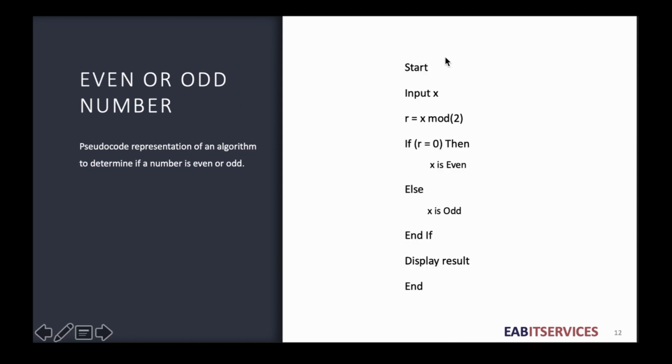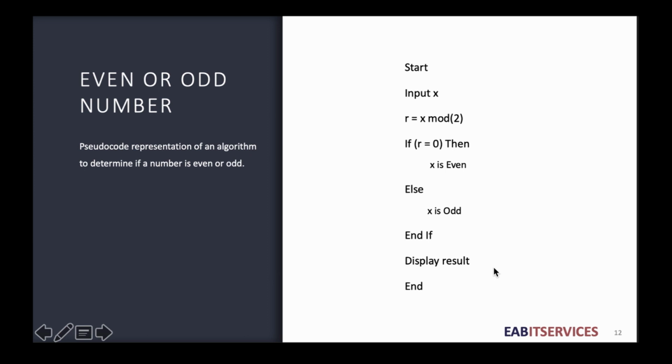First of all, we start, we input x. R equals x mod 2. If R equals 0, then x is even. Then you move all the way to display the result, and then we end. Else, this else means if R is not equal to 0, then we say x is odd. We end the if statement, we display the result, and then we are done.